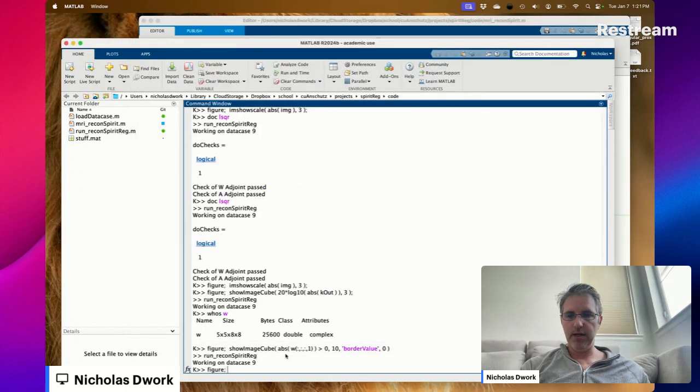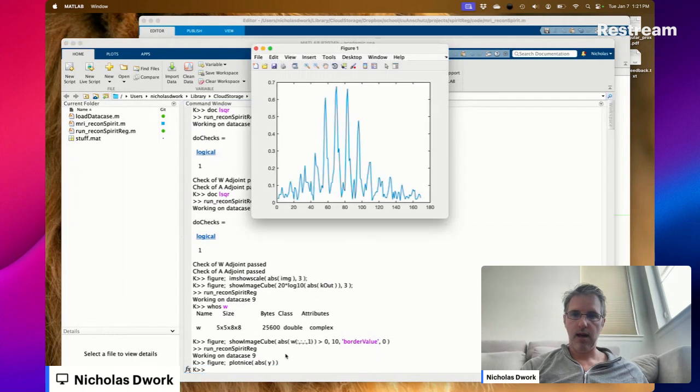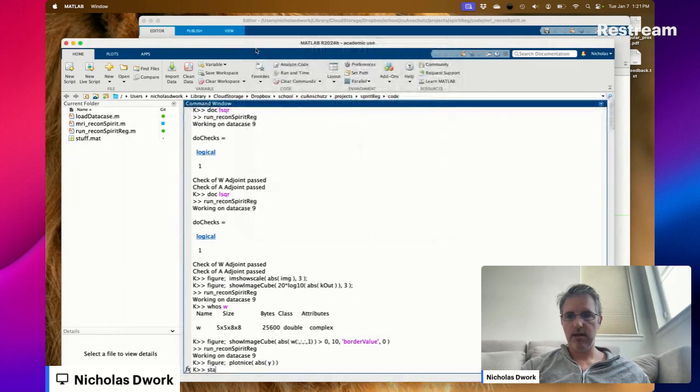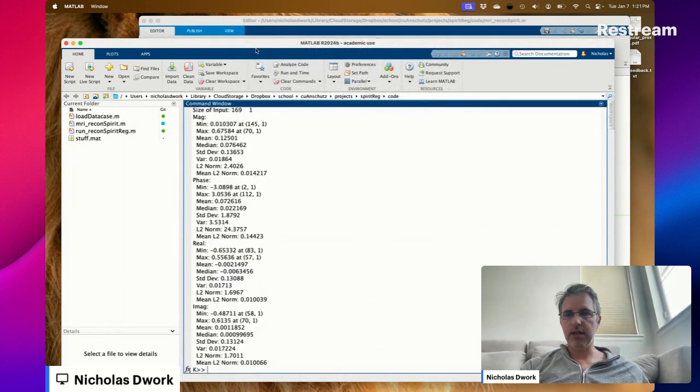Just to make sure, figure, plot nice. I'm going to look at the absolute values of y. It doesn't look like any of those values are actually 0. They never seem to get down to 0. If you look at the statistics of y, sure enough, nothing gets down to 0. The lowest magnitude is 0.010, blah, blah, blah.